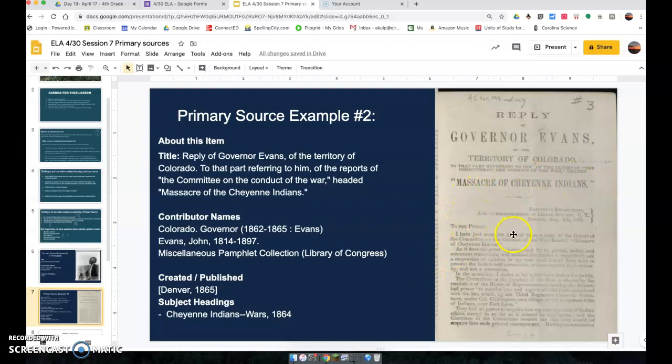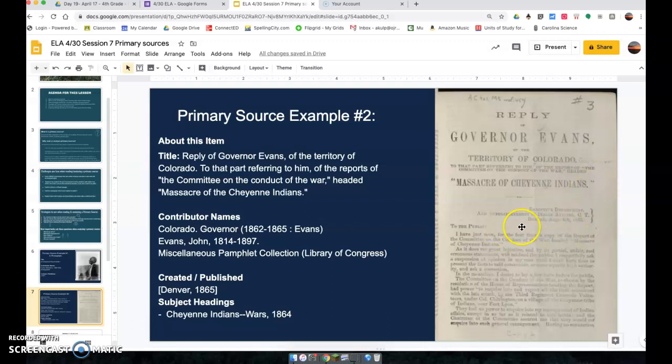And it says to the public. So it looks like it's a reply, and if it's a reply, that means it's of Governor Evans. Since it says to the public, it was to the public. And I can infer that the part referring to him is the report of the Committee of the Conduct of War. So I'm thinking this Governor Evans, the governor, was in the committee, and they were talking about the conduct of war and the massacre of Cheyenne Indians.